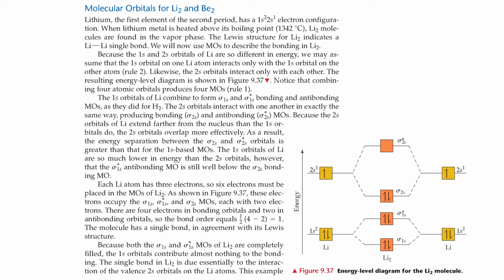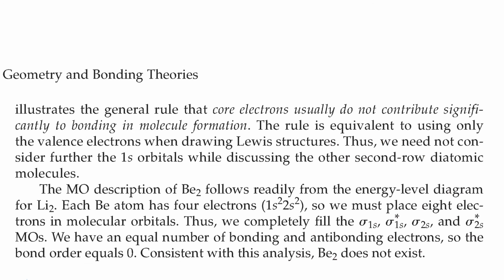There are 4 electrons in bonding orbitals and 2 in antibonding orbitals, so the bond order equals 1/2 of 4 minus 2, which is 1. The molecule has a single bond, in agreement with its Lewis structure. Because both the sigma 1s and the sigma star 1s molecular orbitals of lithium are completely filled, the 1s orbitals contribute almost nothing to the bonding. The single bond in lithium is due essentially to the interaction of the valence 2s orbitals on the lithium atoms.